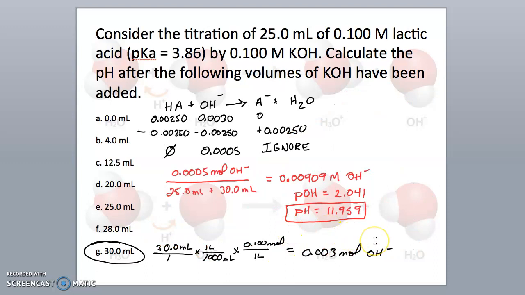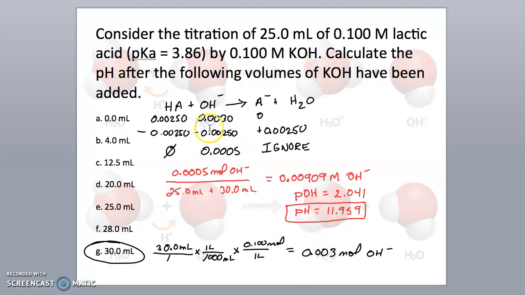Running out of time, so I'm going to move quick. I'm going to do the last one here, adding 30 mils. So what happens, I convert these to moles. The HA is the same. It's been the same for all these questions. So my hydroxide ion, I showed that here. I took the 30 mils, converted to liters, used the molarity. I've got the moles. I put this in.